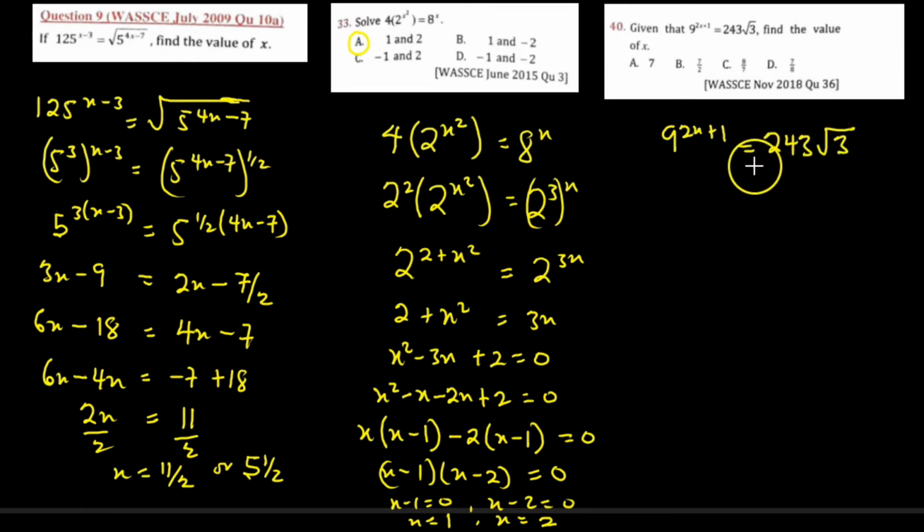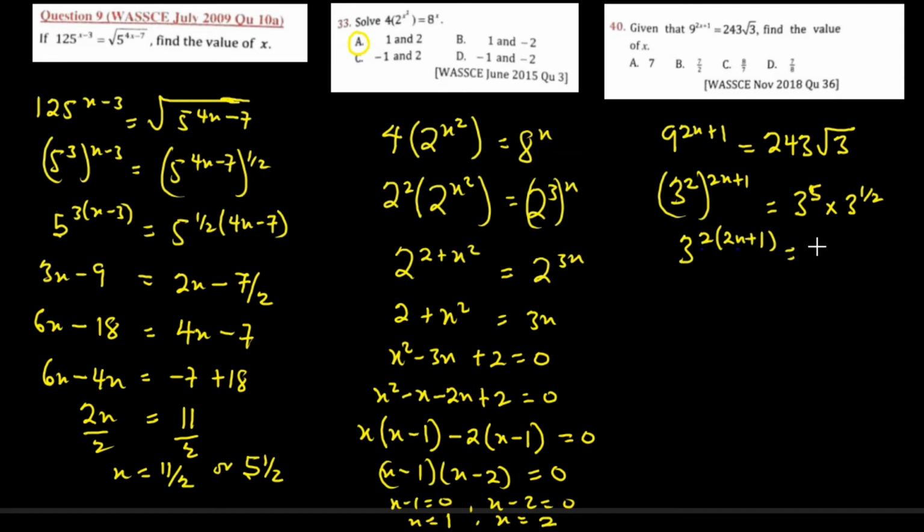Can we write all this to a common base? Yes or no? Yes, we can. So 9 can be written as 3 to the power 2, all raised to the power 2x plus 1. And this must be equal to 3 to the power 5 multiplying 3 to the power half. So in this case, that will give us 3 to the power 2 into bracket 2x plus 1.